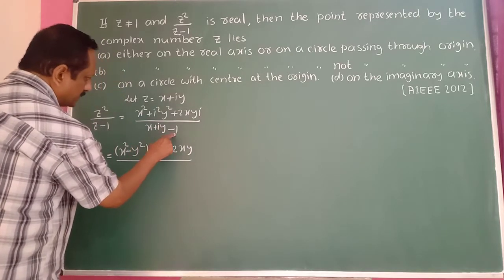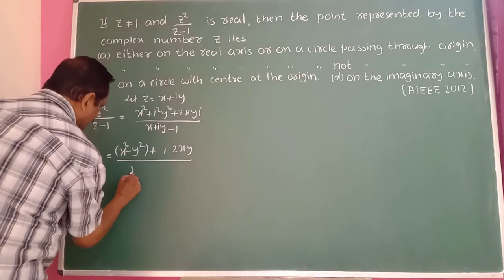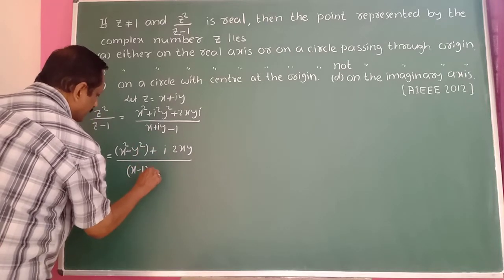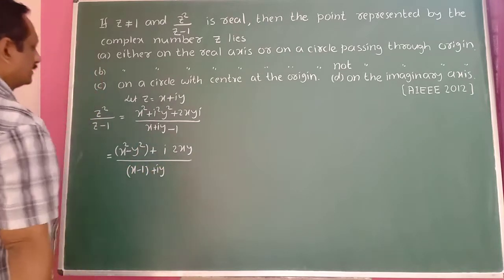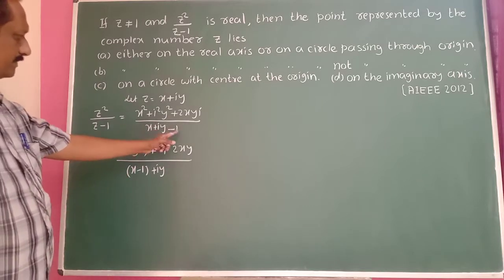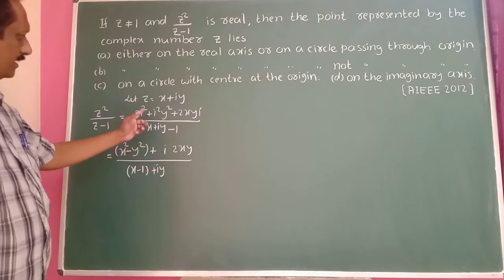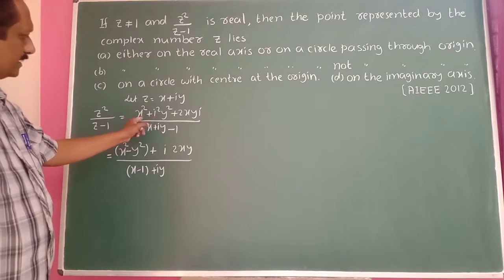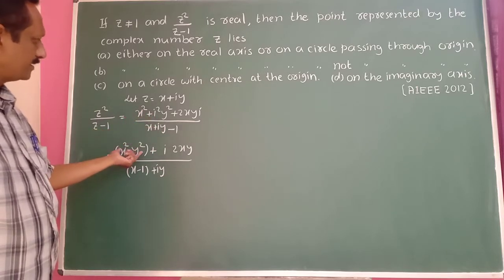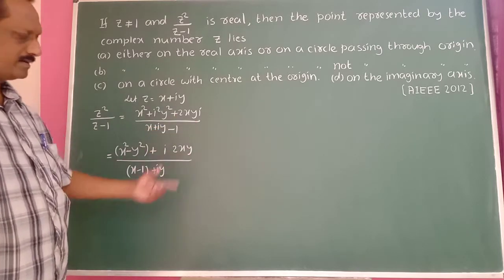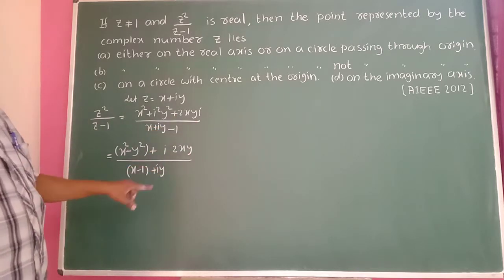x and minus 1 are real parts, so write (x minus 1) in a bracket plus iy. Here i square is minus 1, so x square minus y square is the real part, and i into 2xy is the imaginary part. Now rationalize.